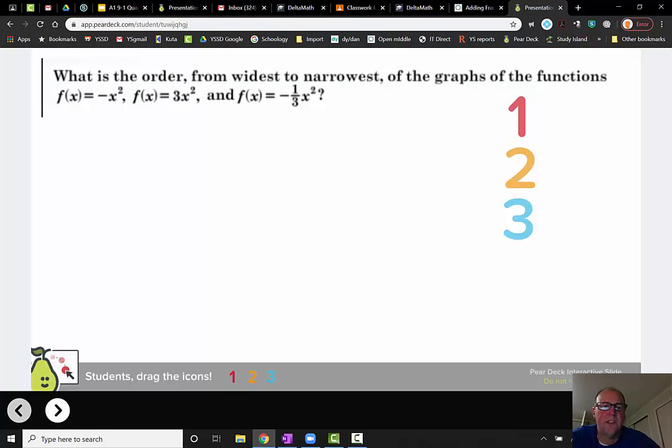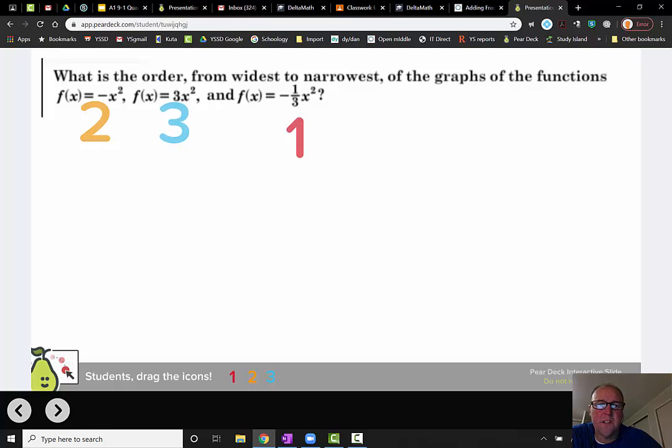Alright, so we tried again, this time without the picture there. So the widest is going to be the smallest number that I have. I don't care about negative, so I have 1, 3, and 1/3. So the smallest number is 1/3. The next smallest number I have is 1. And then the largest number I have is 3. So that puts them from widest to narrowest.